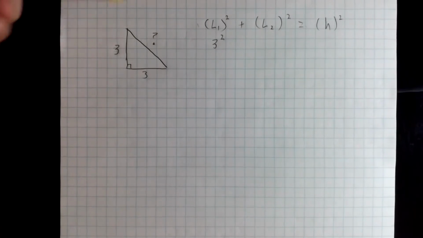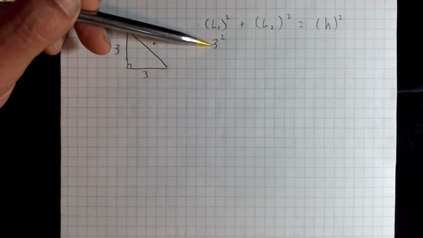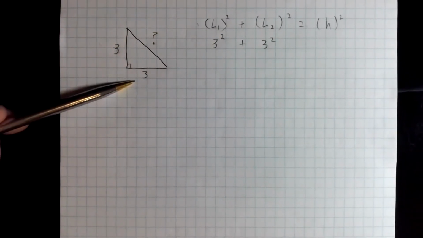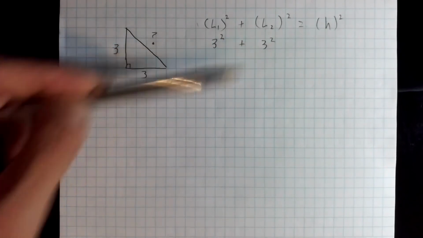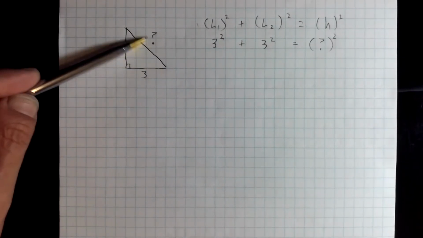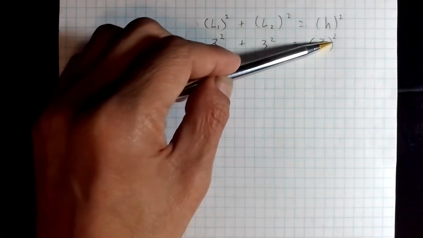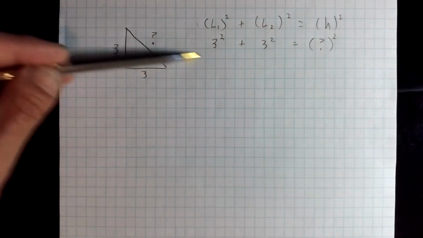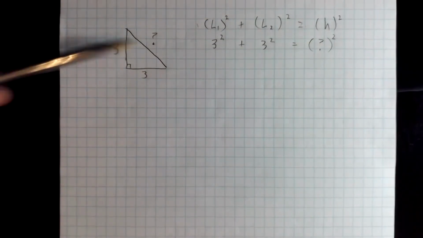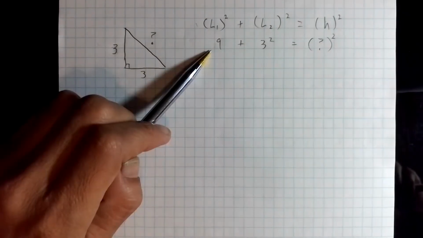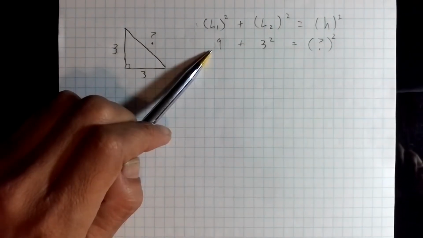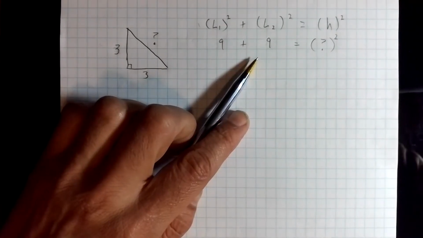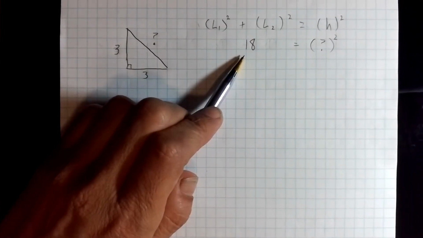So for this leg, I'm going to consider this 3 squared. For this leg, I'm going to consider this 3 squared. And since in my problem I called this a question mark, I'm just going to say, hey, my question mark squared by itself. So I want to know what the question mark is. Well, I can do the math. I know 3 times 3 is 9. Same thing over here. And I know 9 plus 9 is 18.